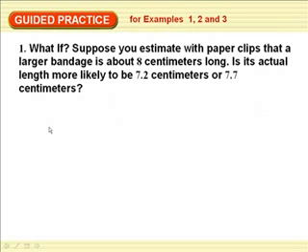What if? Suppose you estimate with paper clips that a larger bandage is about 8 centimeters long. Its actual length is more likely to be 7.2 or 7.7? If it's close to 8, they're basically asking which of these numbers is closer to 8, 7.2 or 7.7. If you think of it like money, $7.70 is closer to 8, so it would be 7.7.